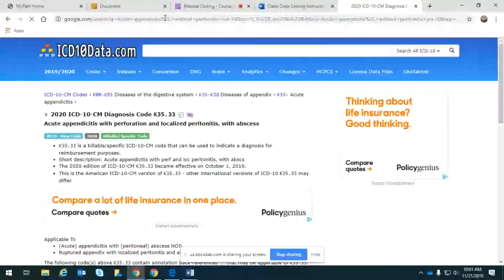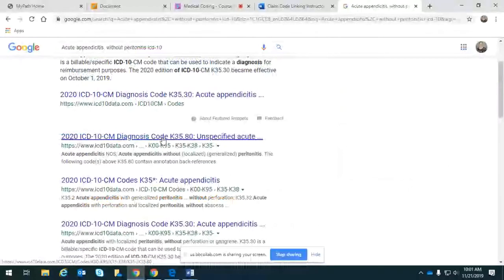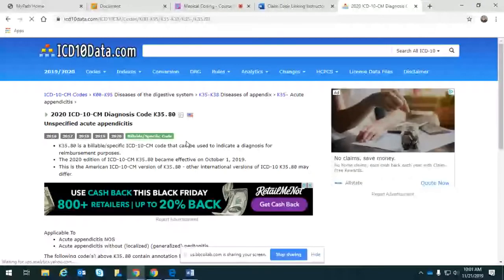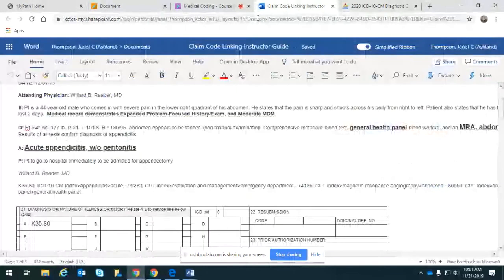Looks like it hits on the first one, and then here I've got K35.80, unspecified acute peritonitis. I think it was, yep, that's the code that we need. So the other one was with peritonitis. So let's say we looked that up in our ICD-10 book. Now we're going to put that diagnosis in here, K35.80, okay?